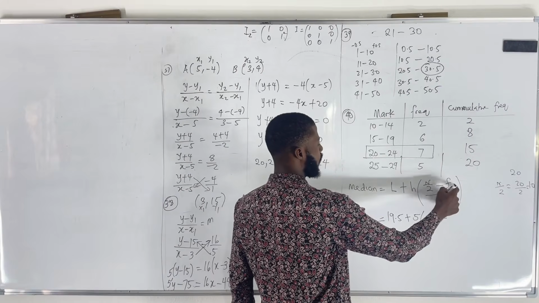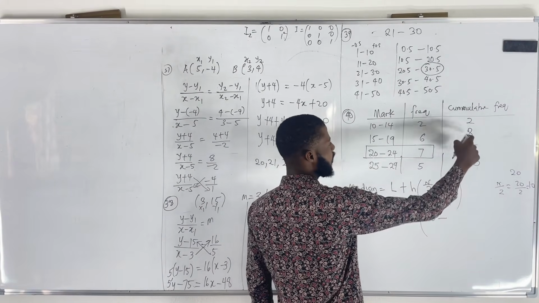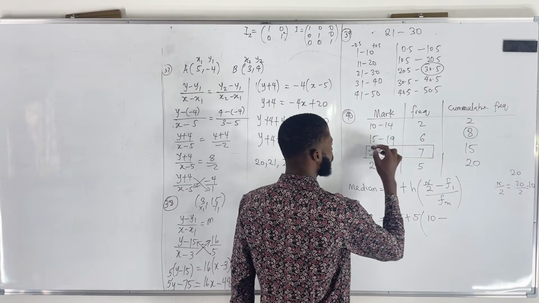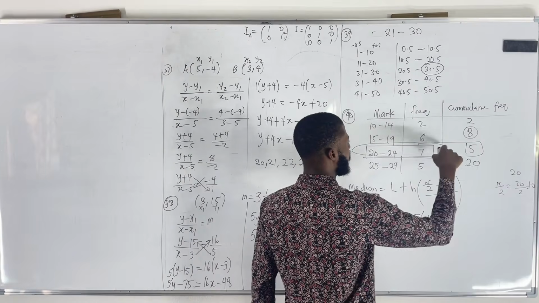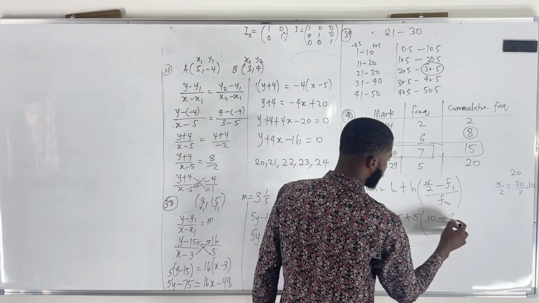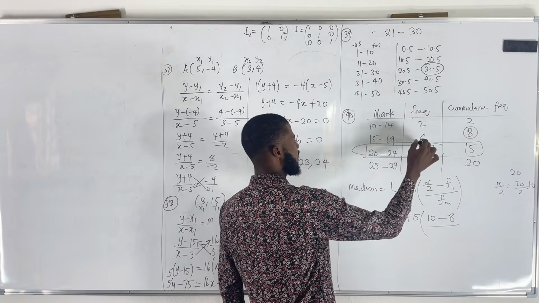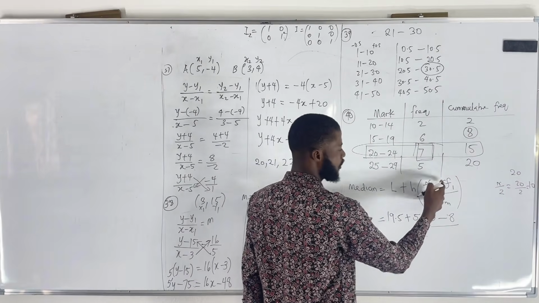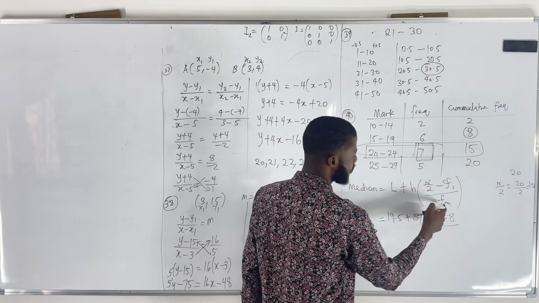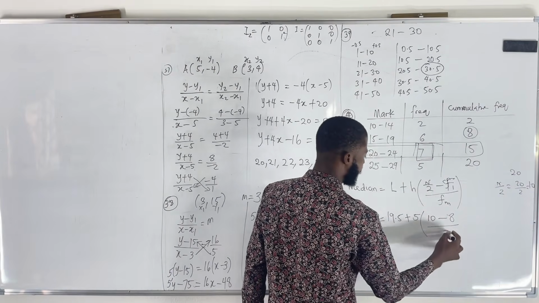Minus what's f1? That's the cumulative frequency before you got to the median class. In this case, it is 8. Because remember, this is our median class. So before you got to this very place, what was the cumulative frequency? 8. Minus, what's the frequency of the median class? That's 7. Let me put CF so you know this is cumulative frequency, or capital letter F. So FM here will be 7.